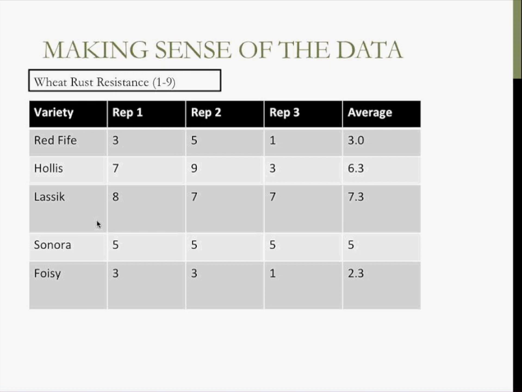Was there a gradient going on where you start to notice that rust seemed to be more present on one side of the field than another? So looking at something an outlier or something strange, where one of the varieties or one of the replications for a variety performed differently than the others, gives us an opportunity to have a little more questions about what's exactly going on in the trial.